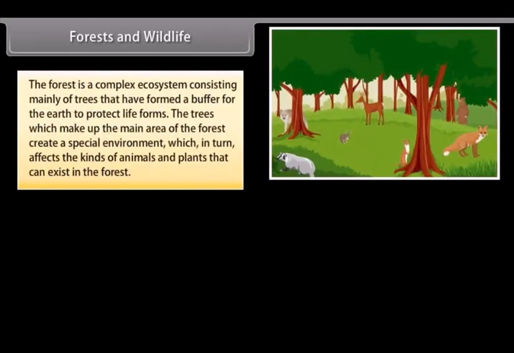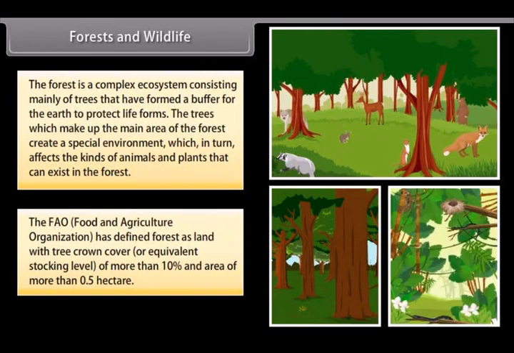Forests and wildlife. The forest is a complex ecosystem consisting mainly of trees that have formed a buffer for the earth to protect life forms. The trees which make up the main area of the forest create a special environment which in turn affects the kinds of animals and plants that can exist in the forest.